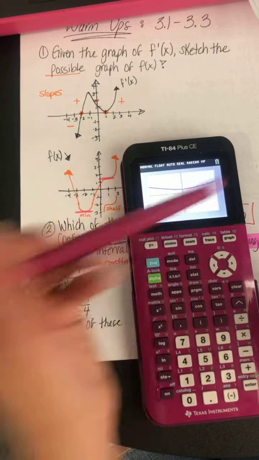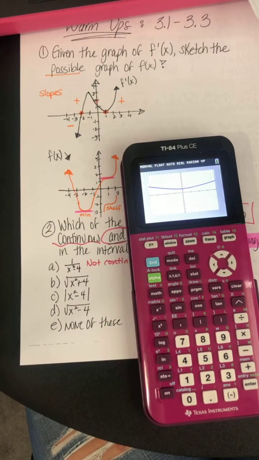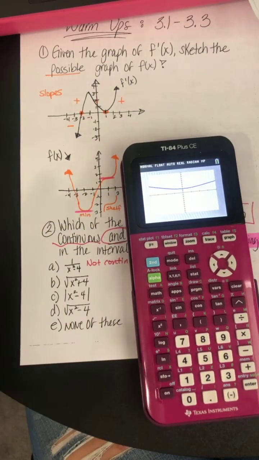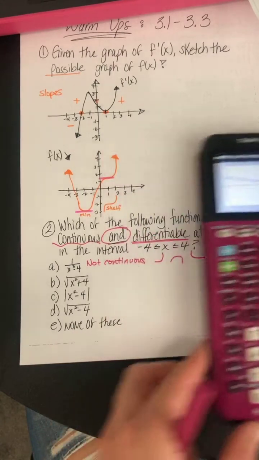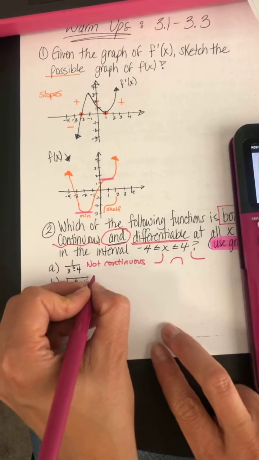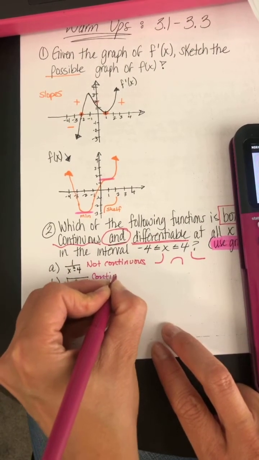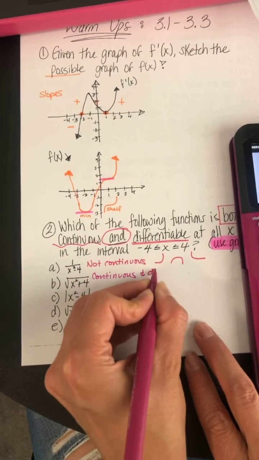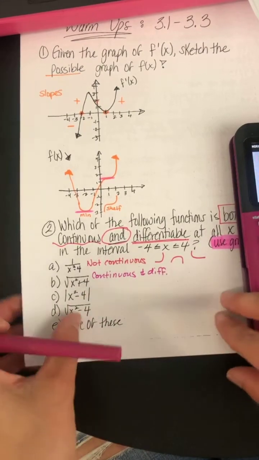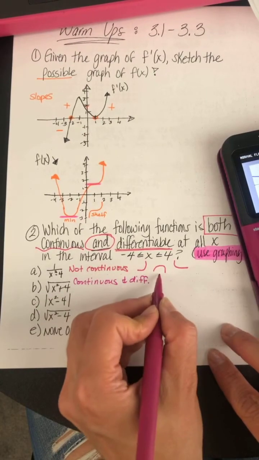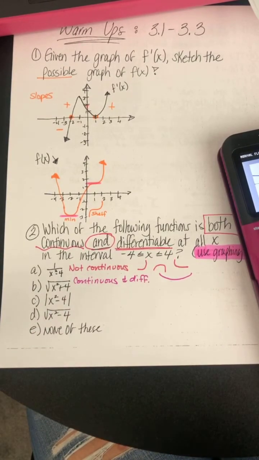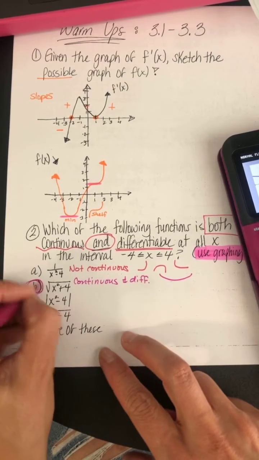There's no gaps, no breaks. It doesn't look like there's anything in there that doesn't look continuous, so it's continuous. And there's no corners, no cusps, no vertical tangents, so it's going to be differentiable. So it's continuous. And I'm just going to put diff for differentiable because I don't want to write that whole word out. I'm going to be a little bit lazy. And let's just draw a quick picture of our little, looks like a satellite dish to me. Okay, so B is a contender.